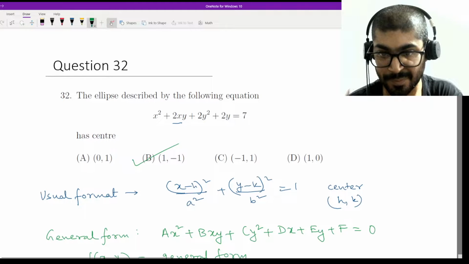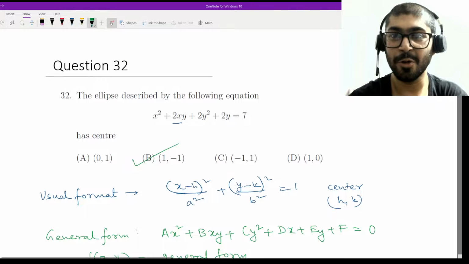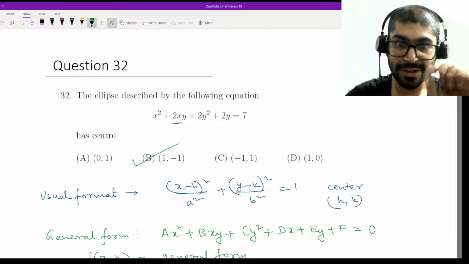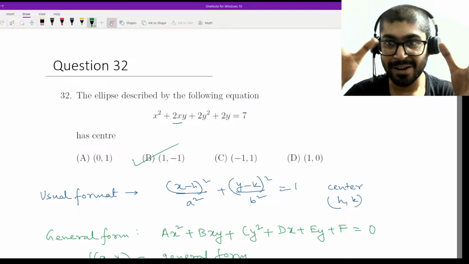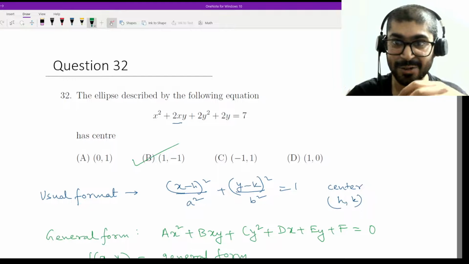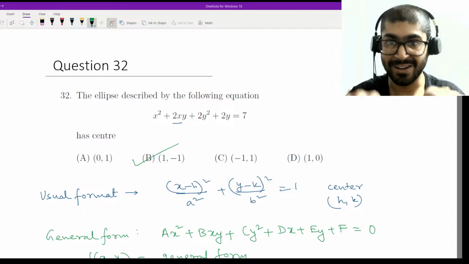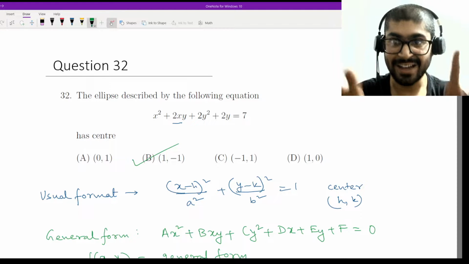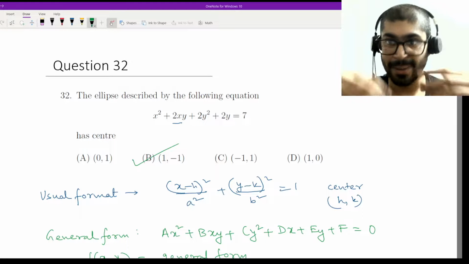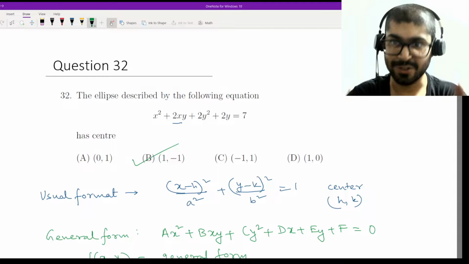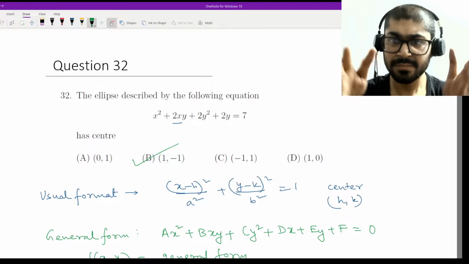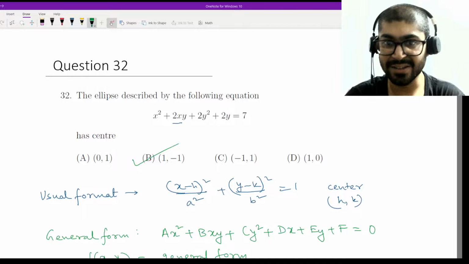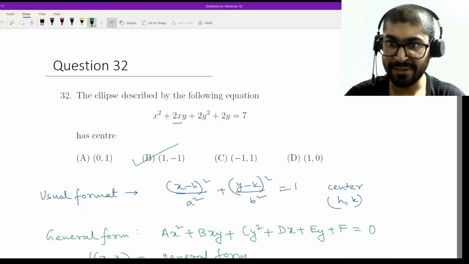Now if this sum was given to you in board exams, they would have given it to you without the xy term. You would have to take the polynomial, find out the whole square and put it into that format, x minus h whole square. That is the format that is preferred by boards. But ellipse has a general form, right? The xy term will also give you an ellipse. So for that, you take the partial derivative with respect to x, take the partial derivative with respect to y, solve those two equations, you will get the center.